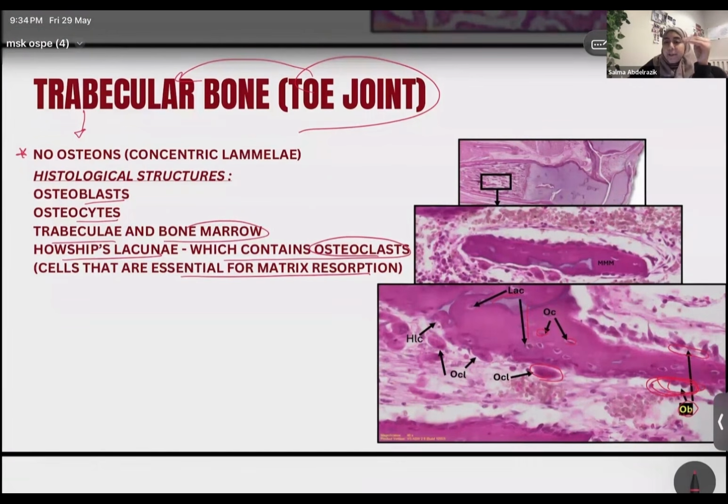Osteoblasts build, osteoclasts break. Cool, cool. Osteocytes are the things that transform into them later on. Cool. So osteoblasts, osteocytes, osteoclasts, they're big. And yeah, this is the slide.